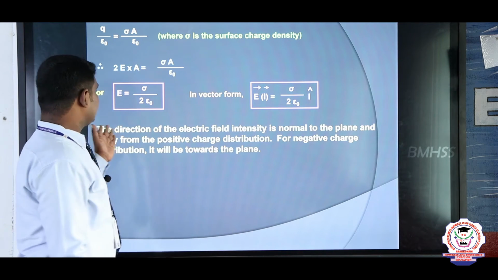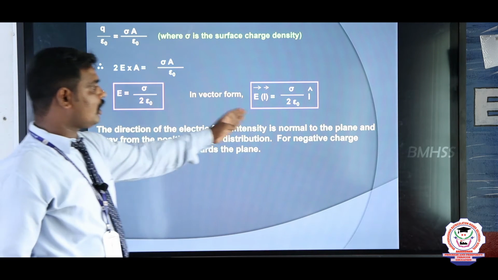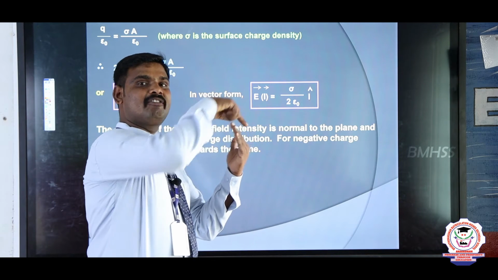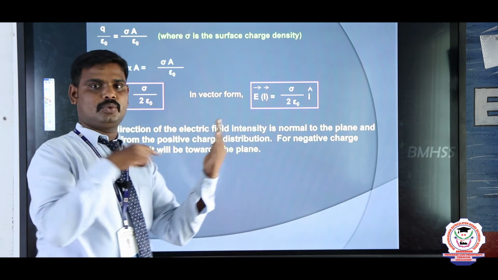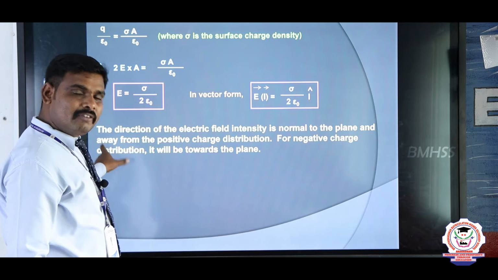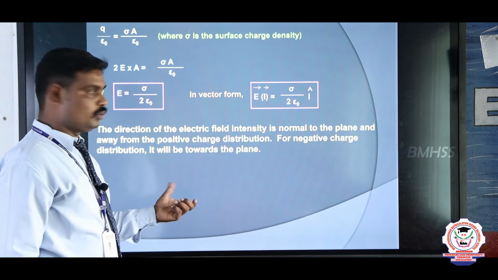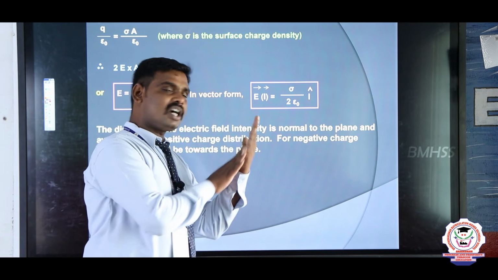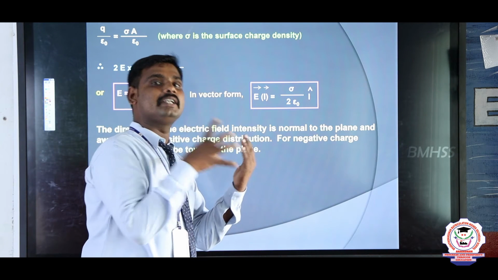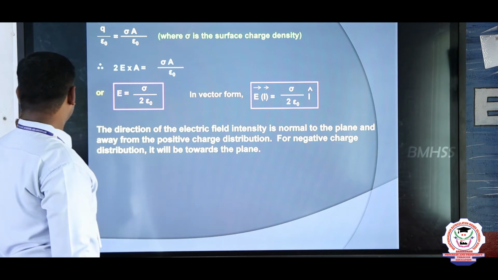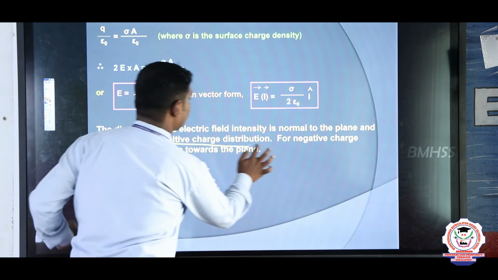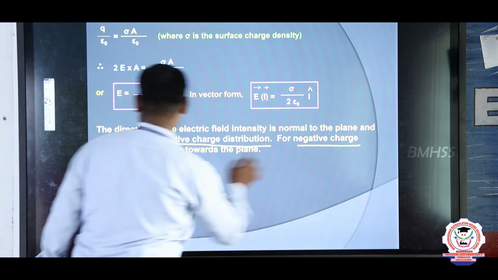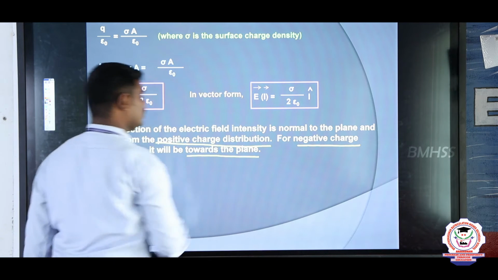Here the direction of the electric field intensity is normal to that plane. In that plane, the electric field always acts normal. If the charge sheet is positive, then the electric field intensity acts outwards. If the charge sheet is negative, the electric field acts inwards. So for positive charge, the electric field acts outwards, and for negative charge, the electric field acts inwards.